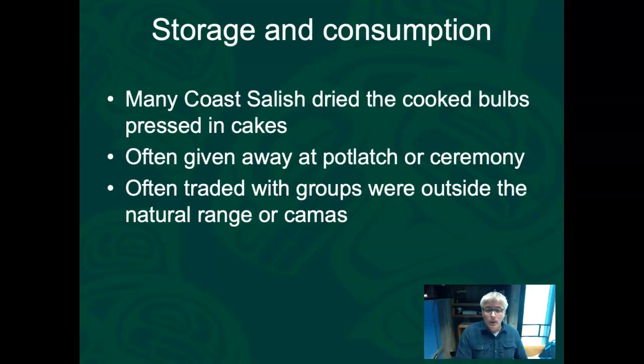And then once they were cooked, they could be pressed into cakes and dried and stored, and then rehydrated later for consumption. Many were given away at potlatch or ceremony, and they're often traded with groups to the east and to the north as well. So you have to cook them right away, and then they can be pressed and dried and traded and stored for a long time.